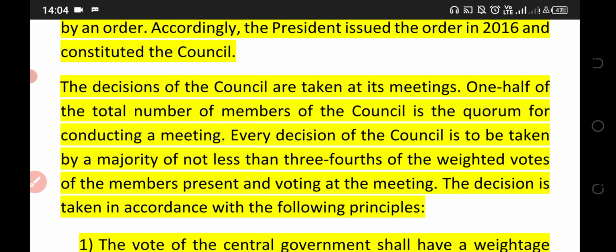The decisions of the council are taken at its meeting. One half of the total number of the members of the council is the quorum. Always remember, one half of the total members of the council is required for quorum for conducting a meeting. Every decision of the council is to be taken by a majority of not less than three-fourths of the weighted votes of the members present and voting at the meeting.